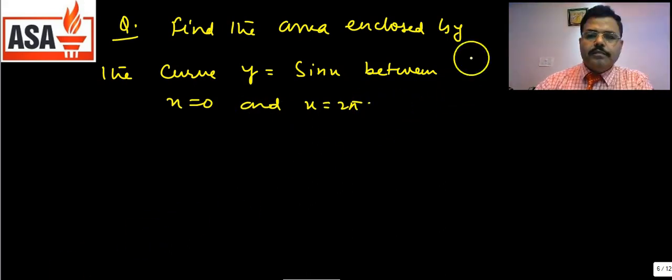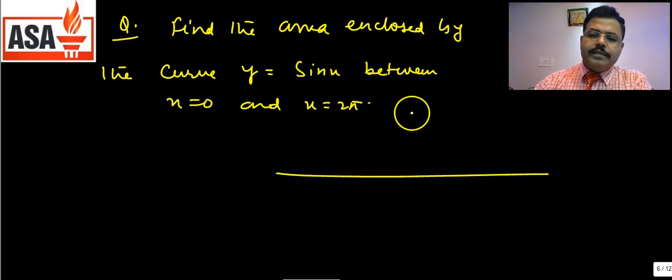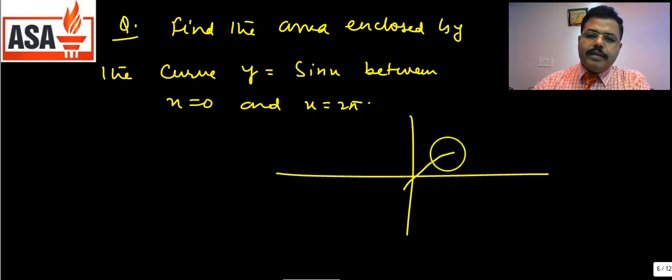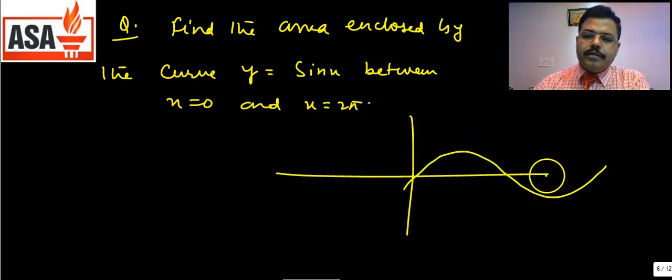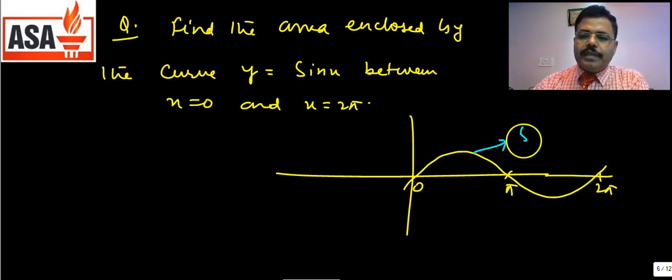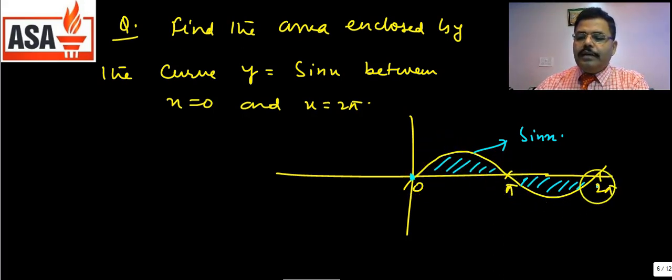How to solve this? The curve will be like this. Here this is 0, this is pi and this is 2 pi. This is the graph of sin x. Got it? The area enclosed between 0 and 2 pi, so x is equal to 0 here and x is equal to 2 pi. This is the area which is enclosed. Either you can calculate 0 to pi and then double it because it is a symmetrical curve.